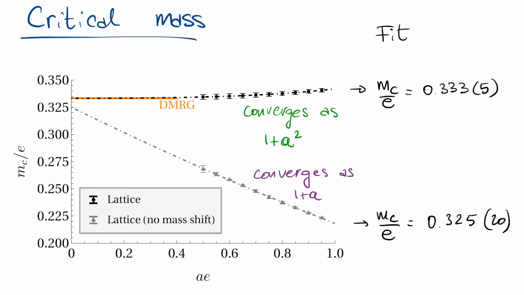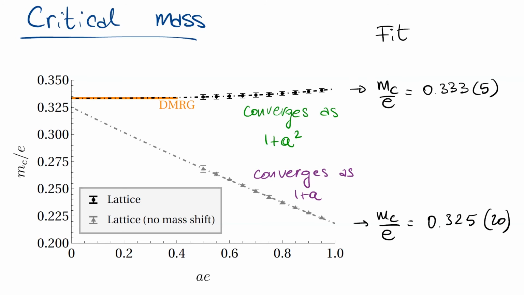But let me start again with some easy numerics. So this is, again, the same thing I said before. You go all the way to n equal 18, and then you extrapolate to n equal infinity. And we have this orange result, which is some numerical result I'm going to discuss next, but it's very precise, so we should compare with this. If we don't do the mass shift, we see that when we take a to 0, we end up in the same ballpark, but we're converging linearly with a.